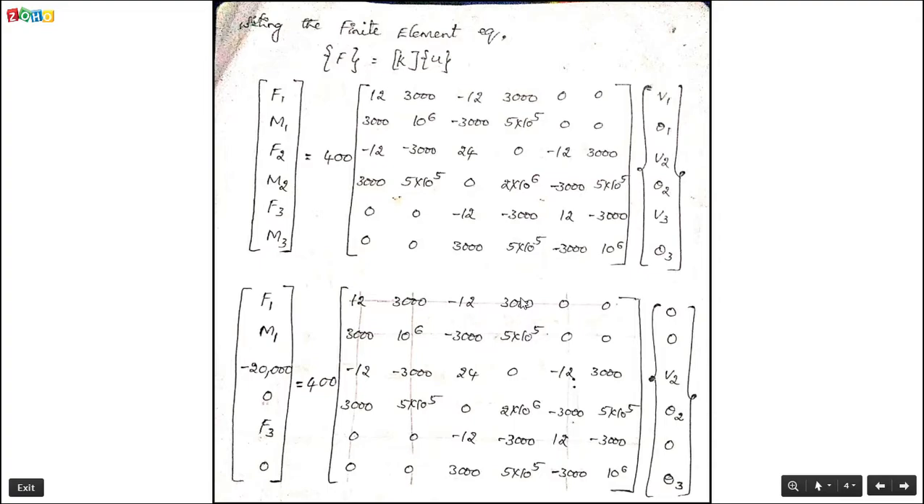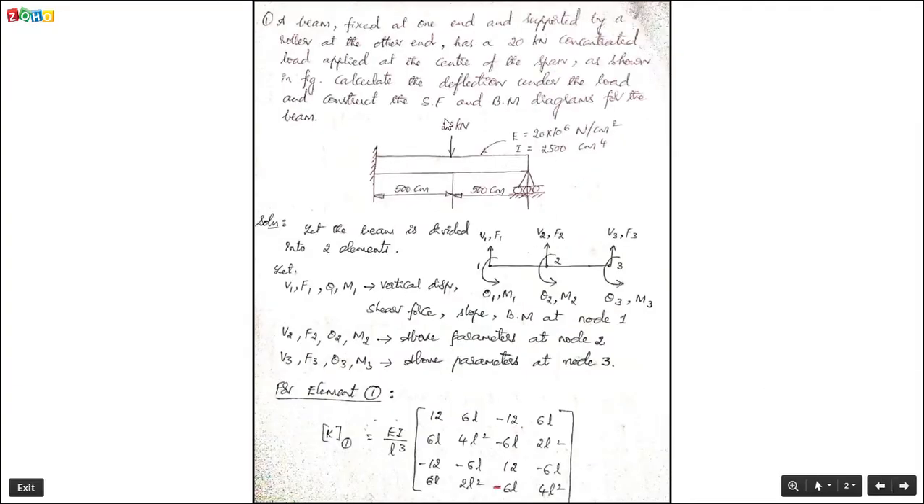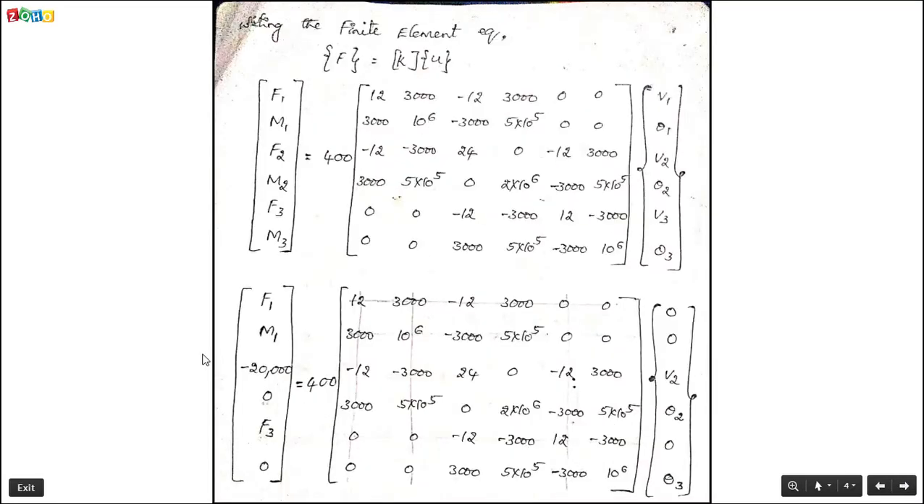Very important thing: you have to apply the boundary conditions. Here you can observe F1, M1, and F2. The F2 value is 20 kilonewtons acting in the downward direction, so I am considering it as minus 20,000.